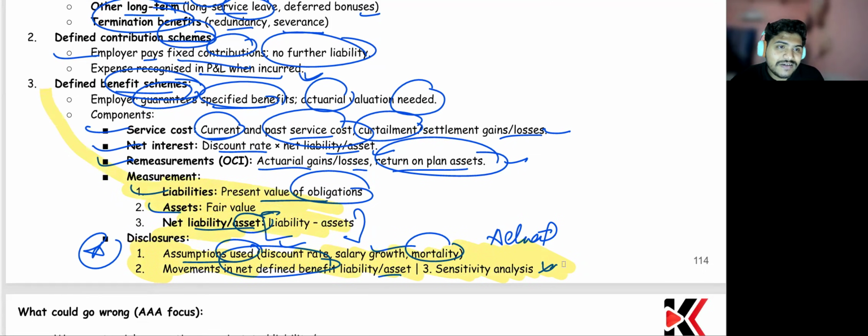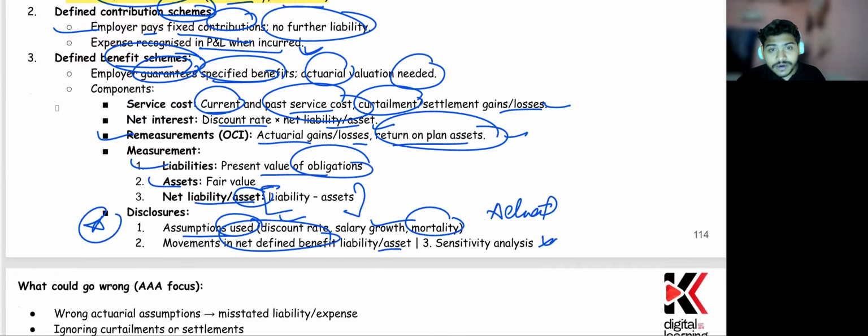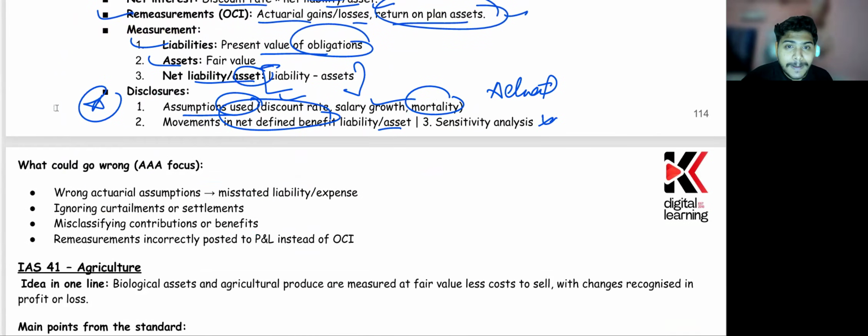Then you need to remember the different schemes which are out there, and whether the employer is recognizing the liability in the case of defined benefit or not. That is there because ultimately the employer has to guarantee the specific benefit. So it becomes a liability for the employer, and he should recognize the liability in that case. And again, you need to remember the different types of benefits. This is all you need to know from the context area of your IAS 19 Employee Benefits.